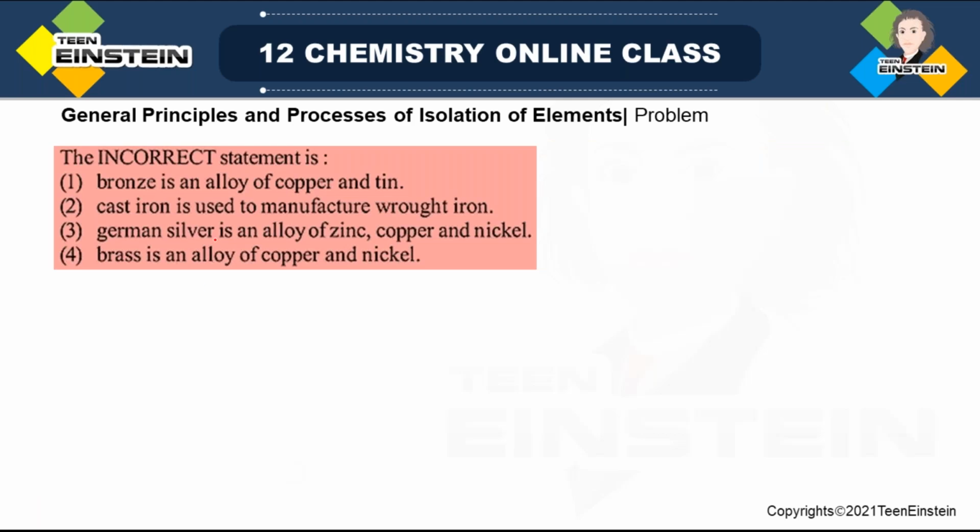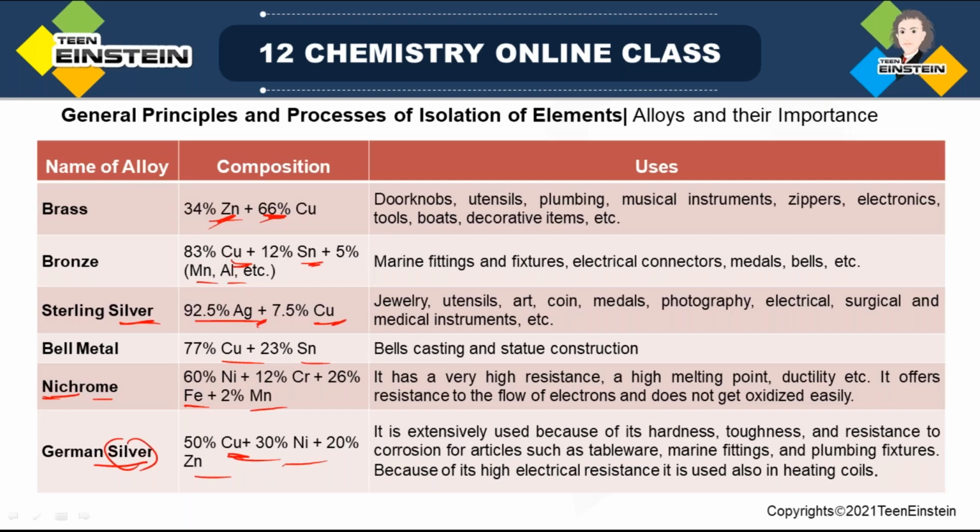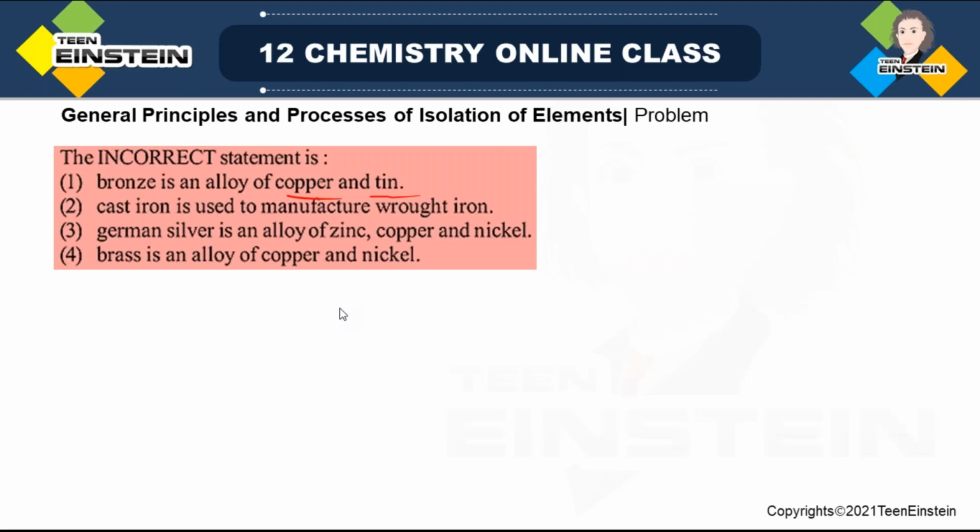The incorrect statement is, among 4 statements, one of them will be wrong. Bronze is an alloy of copper and tin. What we have seen? See, in the second row, bronze is made of copper, tin, Mn and aluminium. It is not always necessary that the low percentage metals, in this case manganese and aluminium, be mentioned, that is fine, but the main 2 components must be present, that is copper and tin. Since copper and tin are mentioned, that means it is correct. So this is not the correct option, because we have to choose the wrong statement.